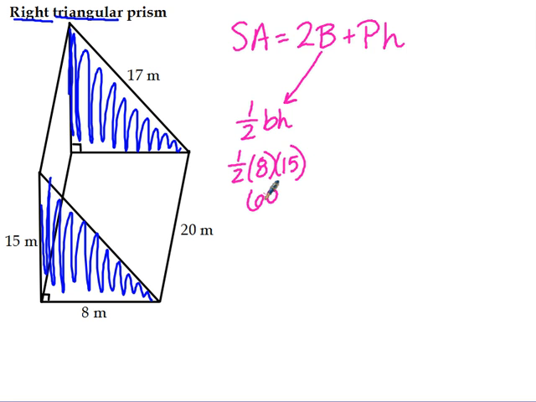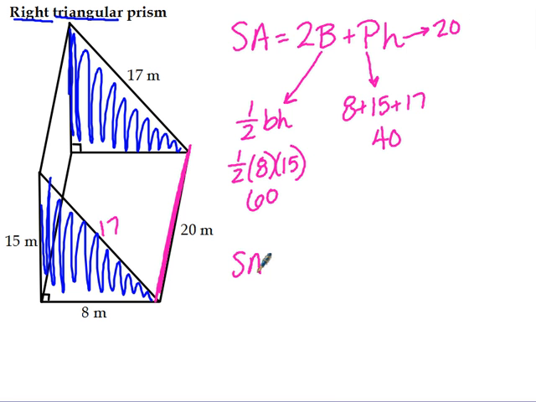Now, capital P is the perimeter, so just adding up all 3 sides. And I can see 8 and 15, and then that long side up there, that's 17. So I'm just going to add up 8 plus 15 plus 17, and that gives me 40. And then this h is the distance between the 2 triangles. So the distance between my 2 bases is going to be 20. So surface area is 2 times 60 plus 40 times 20. And again, if you would plug that into your calculator, you would get 920.